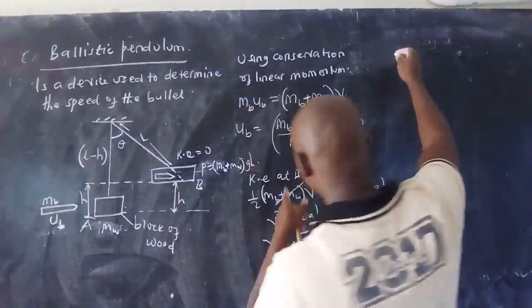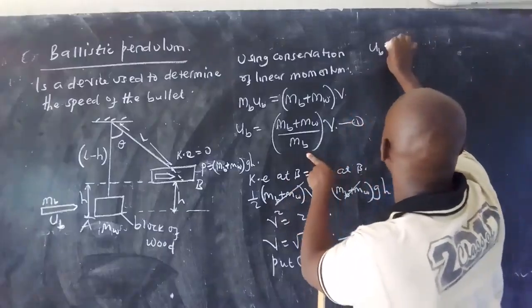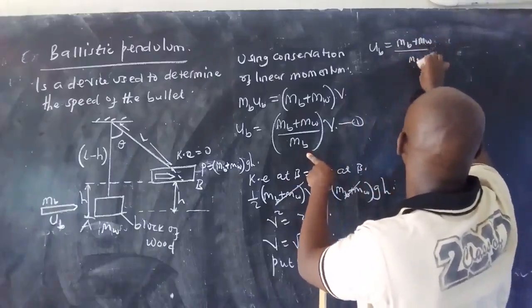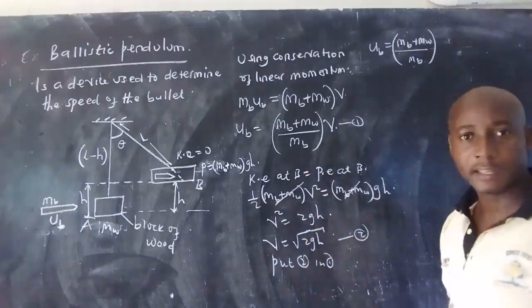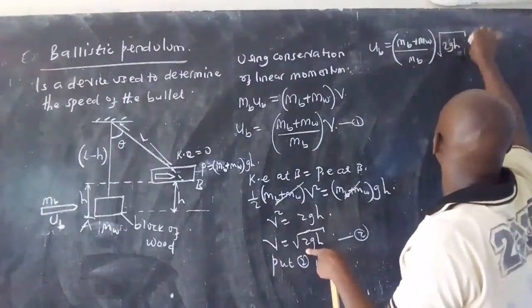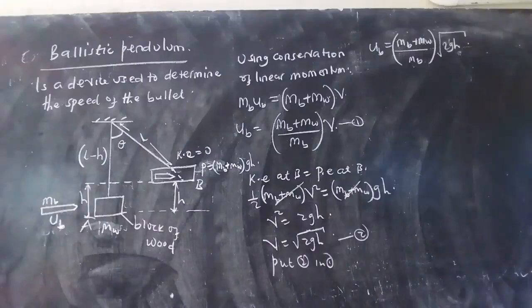So we shall now say that U of the bullet, here 1 is here, is equal to the mass of the bullet plus the mass of the wood, divided by the mass of the bullet, times V. But our V we've gotten: square root of 2GH. So now we go on. That's how to get the speed of the bullet. Now as we move on, H must be measured.